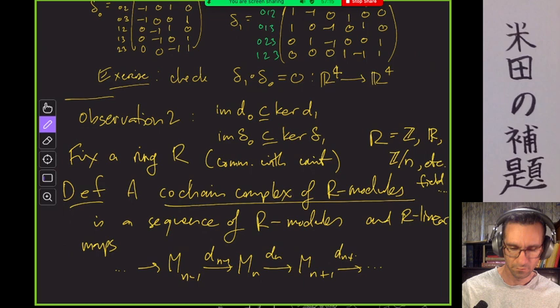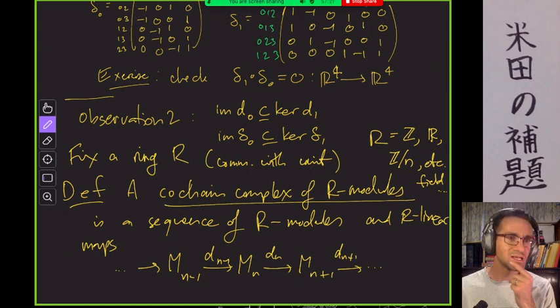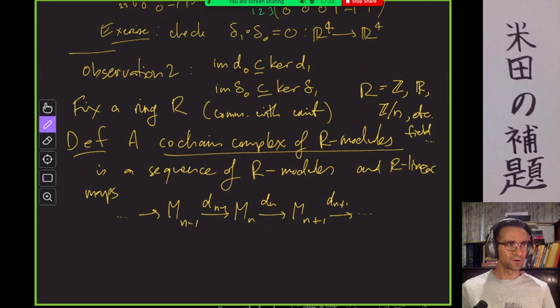Peter. Not quite sure what you mean by realization of the face inclusions, but you're getting there. I'm just trying to introduce these things without going on the terminology just yet.